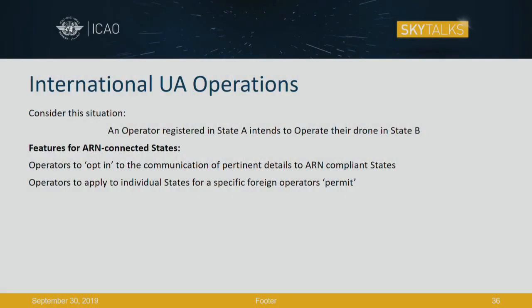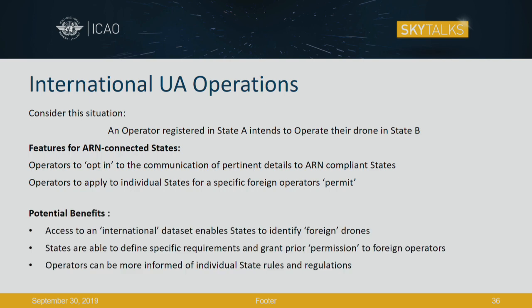So the features for operators registered within ARN connected states would be to opt in to communication of important details, my important details, to all those other states that are connected to the network, so that they have prior awareness that I might be coming to operate in their state. And it goes further. I might be able to apply to an individual state, for example, for a specific permit if that state required one.